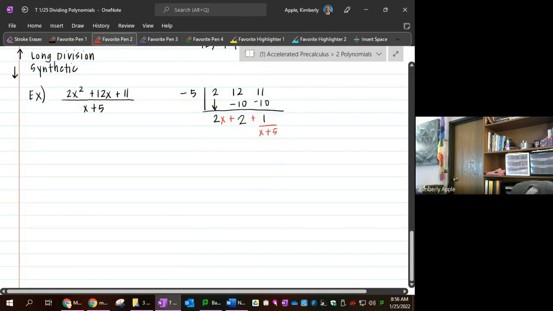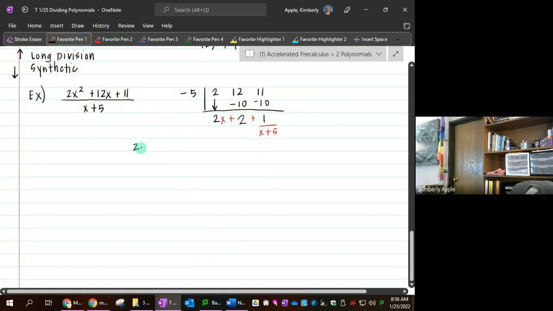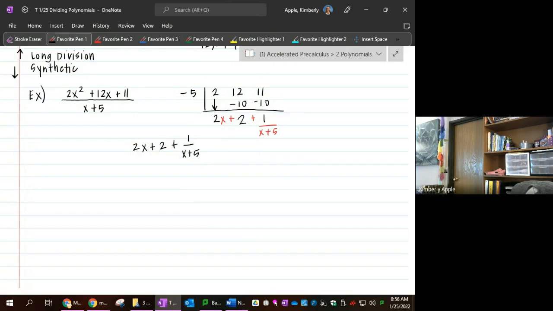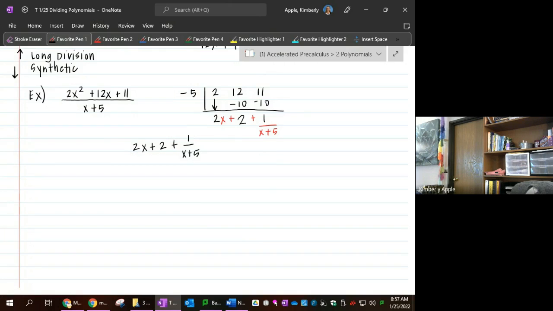Okay. That's your answer. 2x plus 2 plus 1 over x plus 5, which is much more fun than what we did before. All right. So this is kind of a shortcut. Again, it's just a procedure. So what I did is I wrote this little upside down division bar.